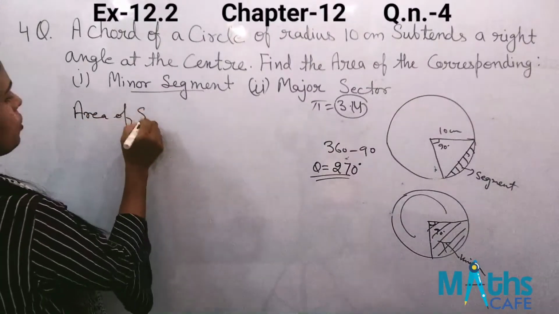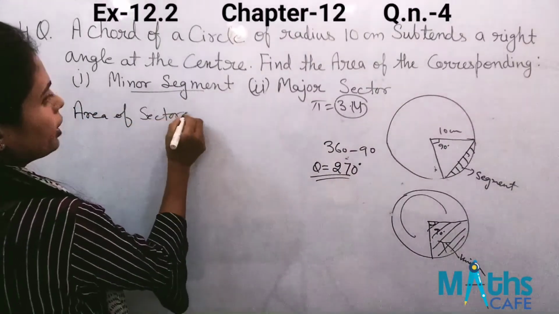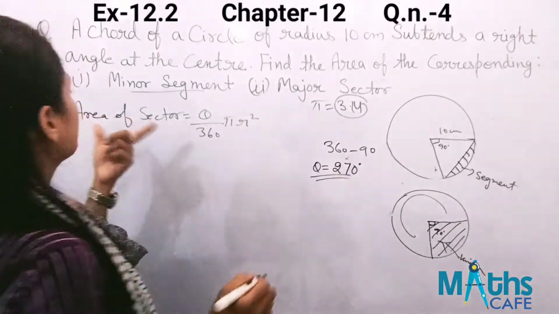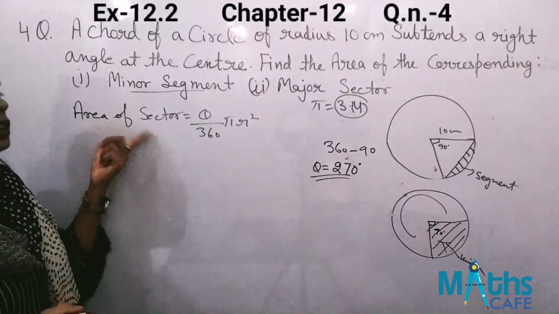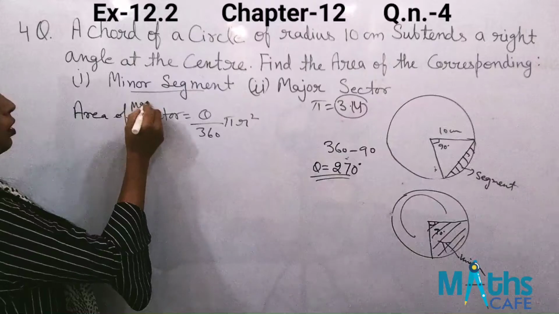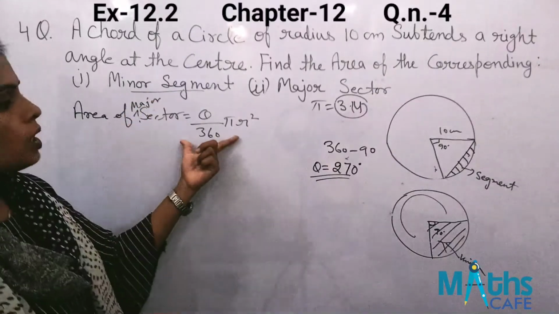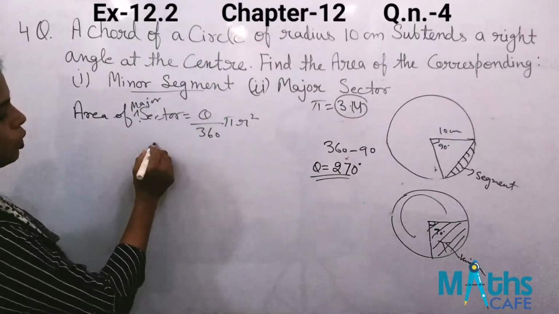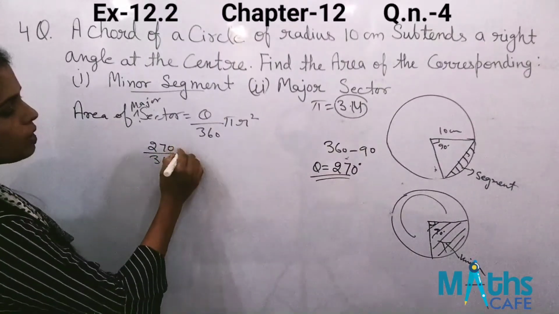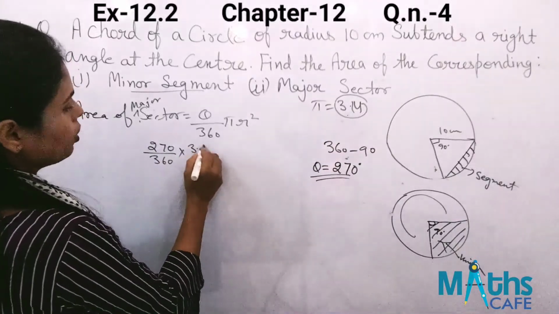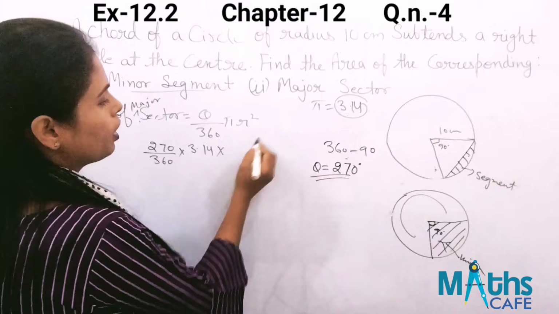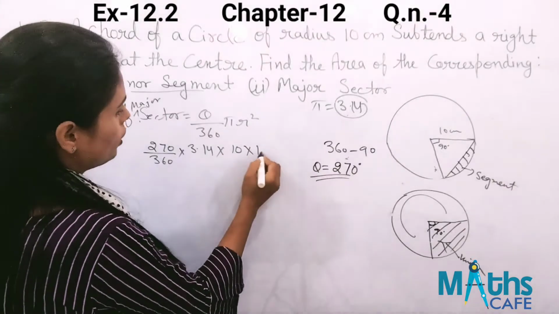Area of sector is equal to theta by 360 pi r square. Here you can write area of sector, or you can just write area of major sector as well. Okay, now just substitute the values. Theta is 270 divided by 360. Pi value is given 3.14. Here we are going to use this in the second part of this question as well. And radius is 10 into 10.